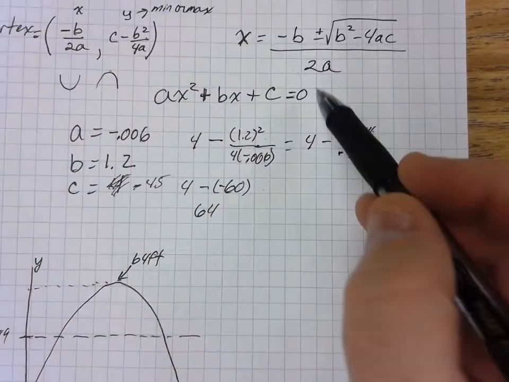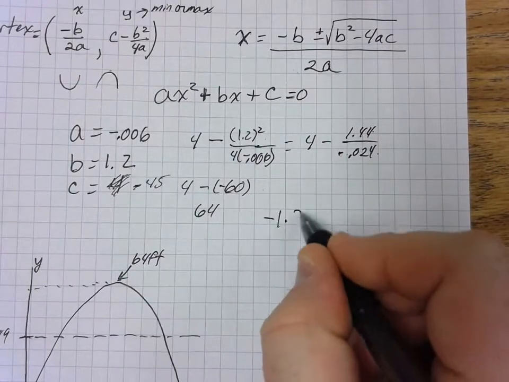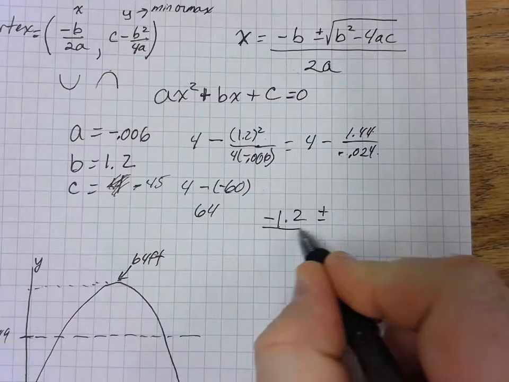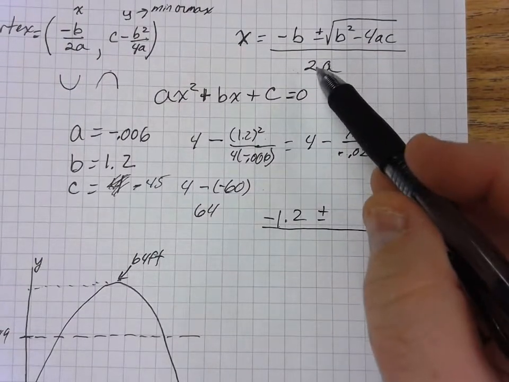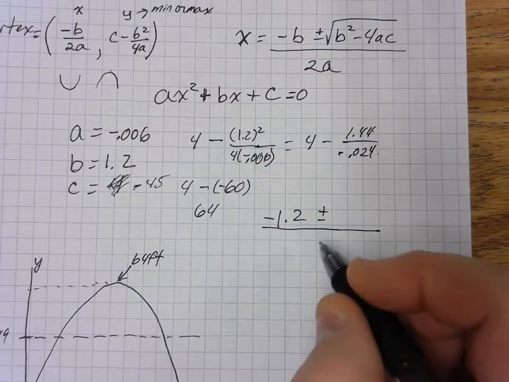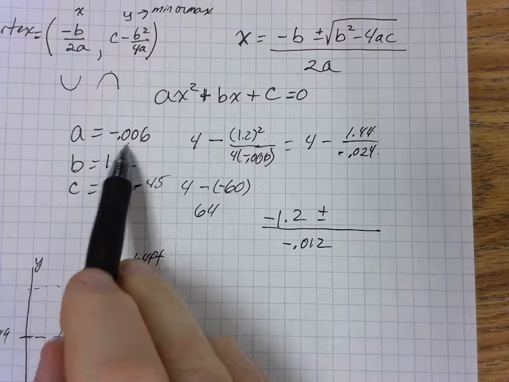Okay, the formula says it's right up here, opposite of B. That's going to be negative 1.2 plus or minus. I like to do the denominator next. That's going to be 2 times A. A is that number there, so 2 times that gives me negative 0.012.